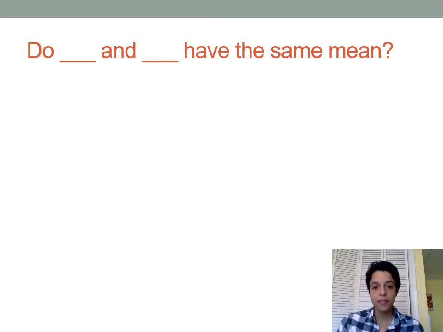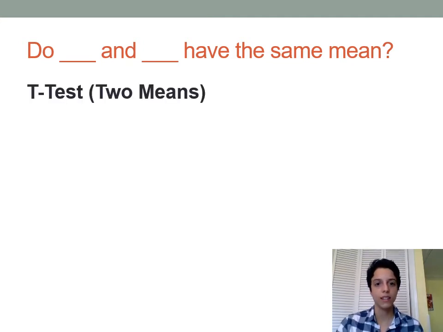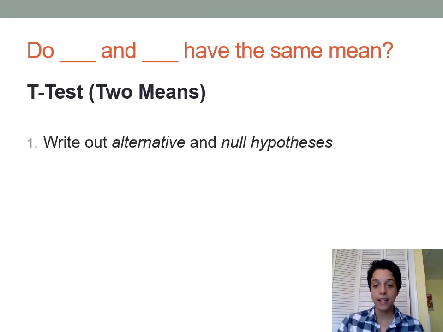Okay, so let's say you actually want to answer the question of whether two things have the same mean. So I said before, we're going to use what we call a t-test for two means. And it has 3 steps. These 3 steps are pretty much the exact same as the 3 steps that you followed for a t-test for one mean. The only differences are going to be in the research and null hypotheses that we write out and in the sampling distribution that we use.